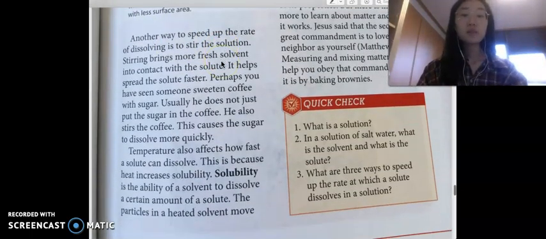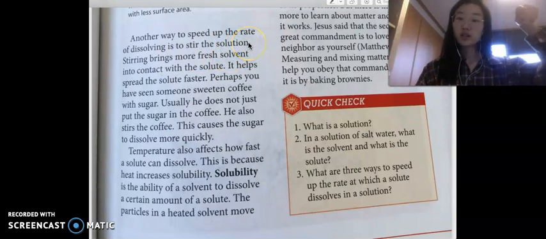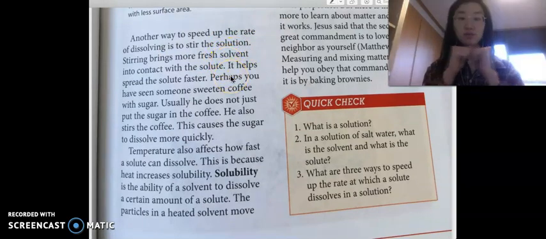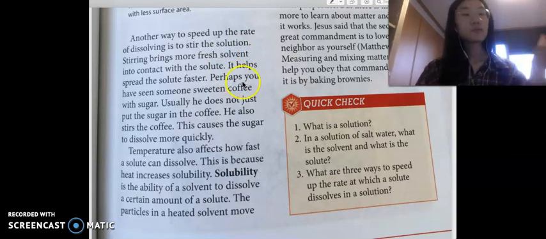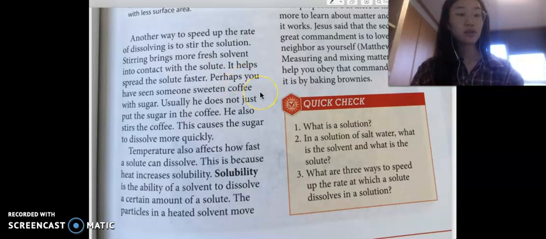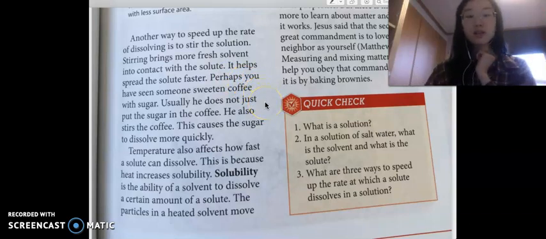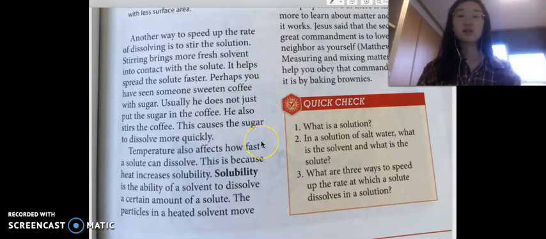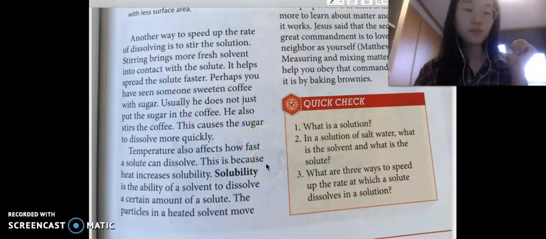Another way to speed up the rate of dissolving is to stir the solution. Stirring brings more fresh solvent into contact with the solute. It helps spread the solute faster. Perhaps you've seen someone sweeten coffee with sugar. Usually, he does not just put the sugar in the coffee, he also stirs the coffee. This causes the sugar to dissolve more quickly.